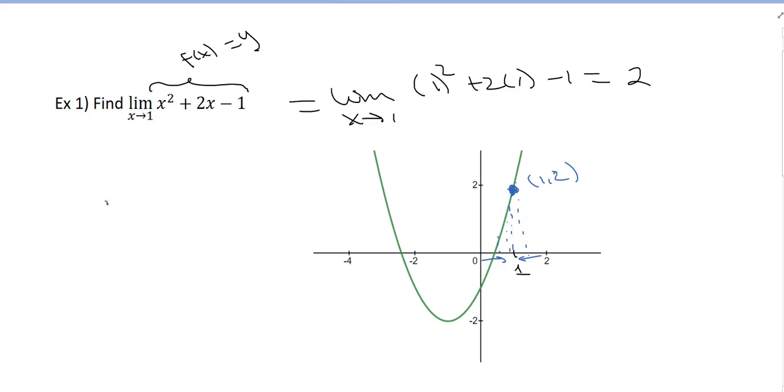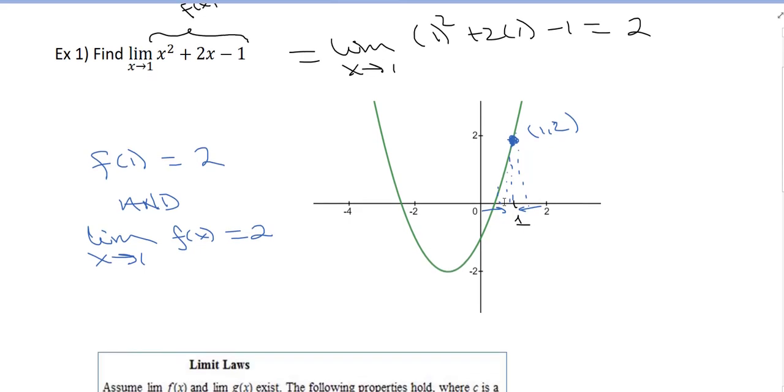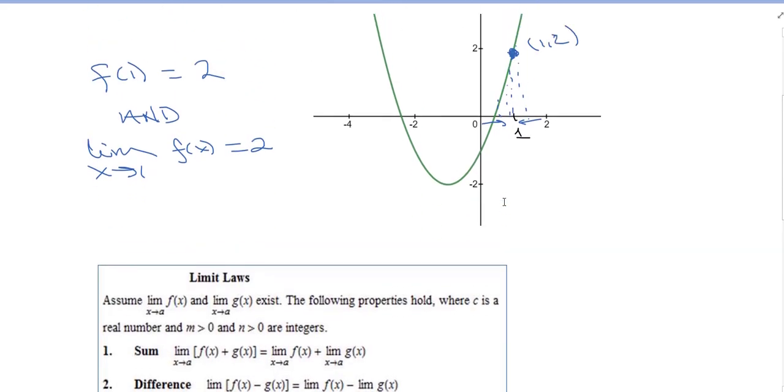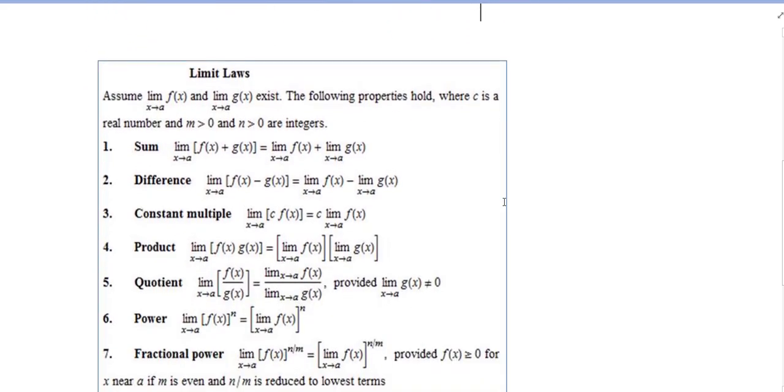So in this case, I can actually say f of 1 is 2, and the limit as x goes to 1 of f of x is also 2. So the limit and the function value are the same. They don't have to be, right? But in this case, they are the same. And in order to find the limit, we're going to start looking at some of the limit laws.